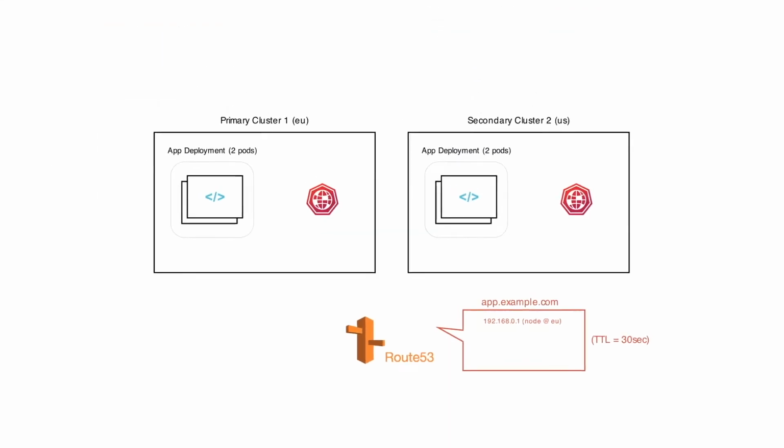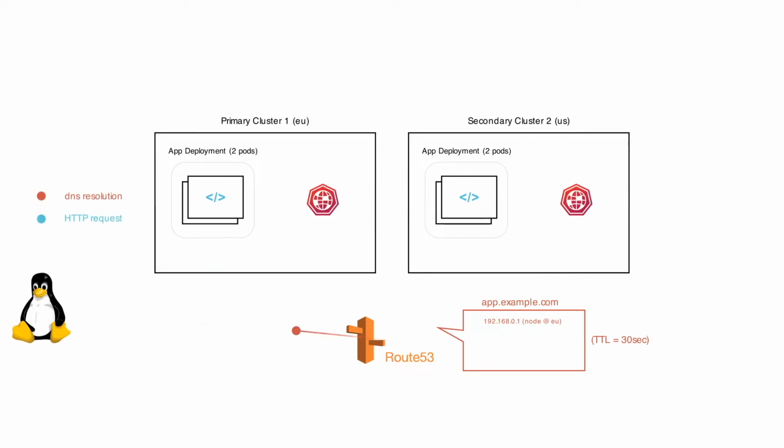Now let's take a look at how the failover strategy works. As before, our user communicates with the web application. First, they ask Route 53 to resolve app.example.com, and for the next 30 seconds it is going to be the IP of a node from the cluster in Europe. Having the hostname resolved, they happily communicate with the application until the failure on the EU cluster happens.